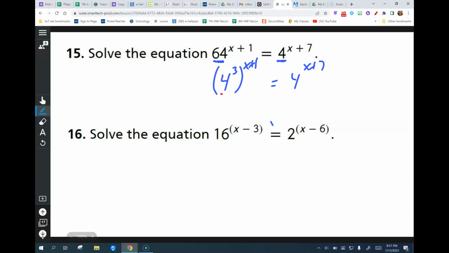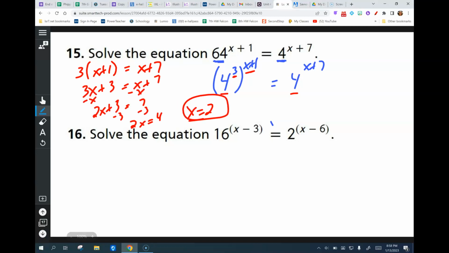Once we have done that, we've got the same base. We still have to use our rules. When I take a power to a power, what do I do with my exponents? I multiply. So that's going to give me 3 times x plus 1 is equal to x plus 7. Yes? Solve that equation, go.